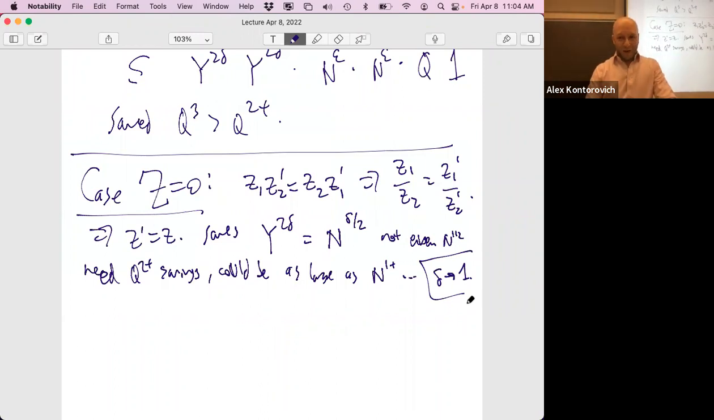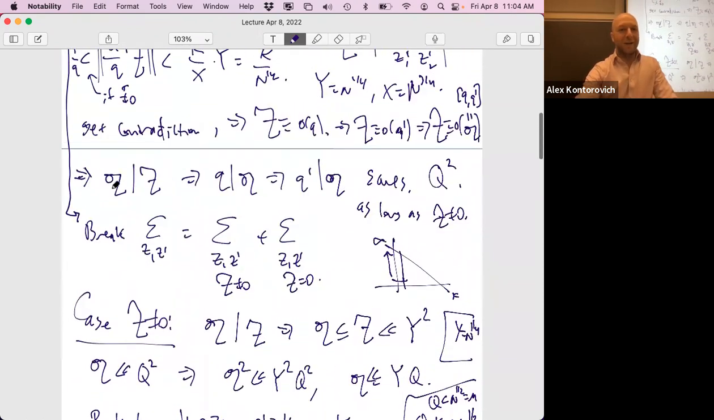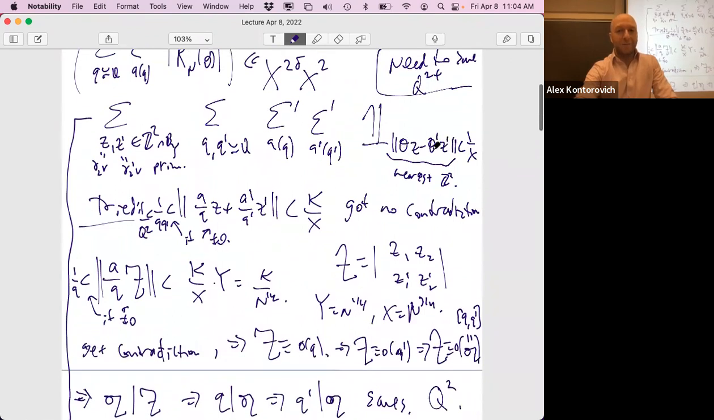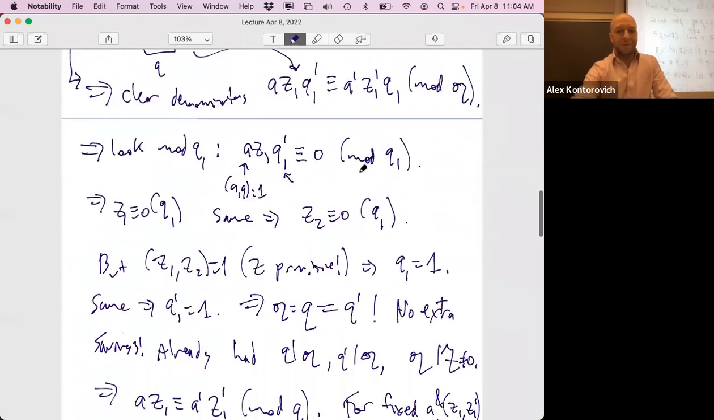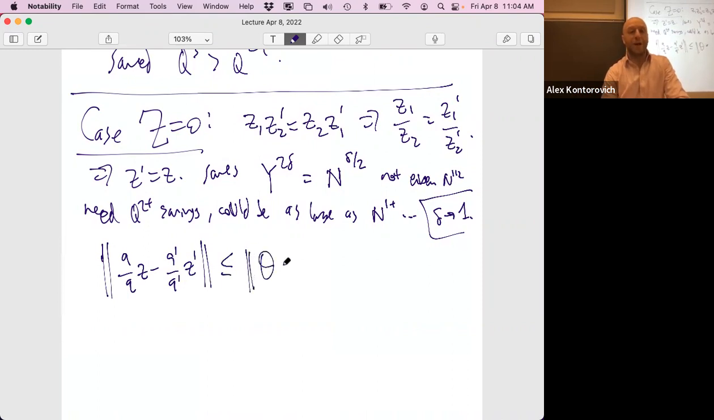Exactly. Okay, so what are we going to do? Where are we going to get this extra cancellation? The fact that q divides 0 gives us nothing. So we no longer have this savings, but we still have everything else. So if the two are equal, let's go back here. We have this condition, a over q z minus a prime over q prime z prime. Well, let's remember what we had. This was less than or equal to theta times z minus theta prime times z prime plus beta times z minus z prime.